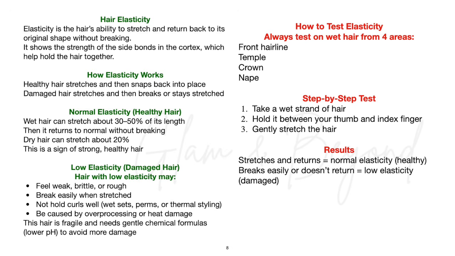So, how to test elasticity? Always test on wet hair from 4 areas: front hairline, temple, crown, and nape. Here's a step-by-step test. Number 1, take a wet strand of hair. 2, hold it between your thumb and index finger. 3, gently stretch the hair.